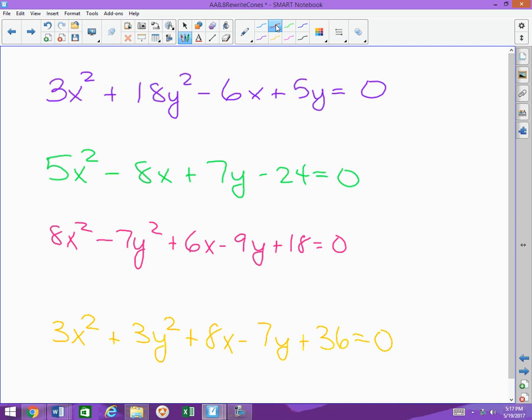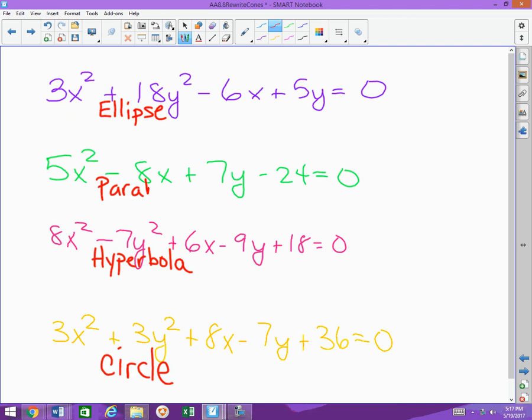So in all of these, the circle would be this one right here. The ellipse would be this one right here. The hyperbola would be that one there, and this one is the parabola.